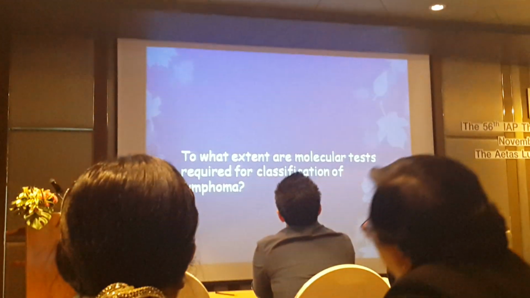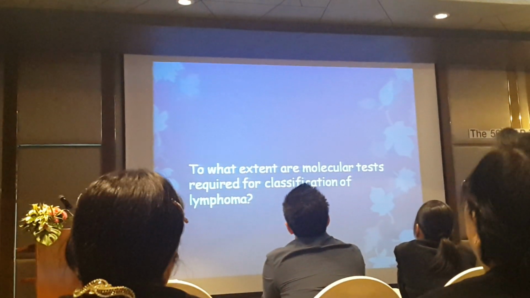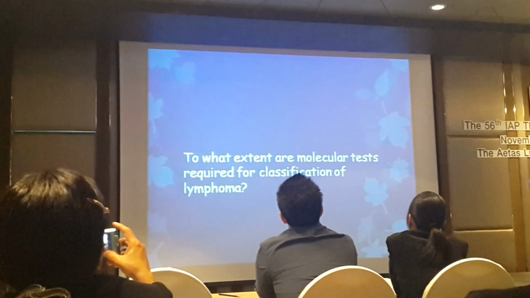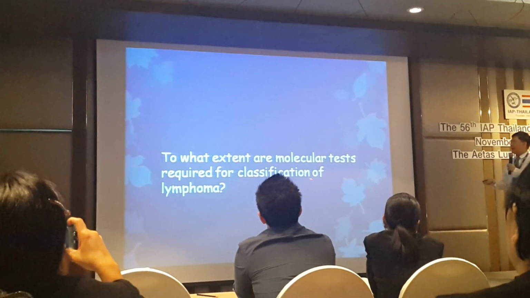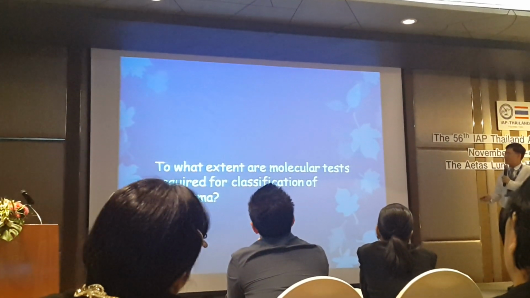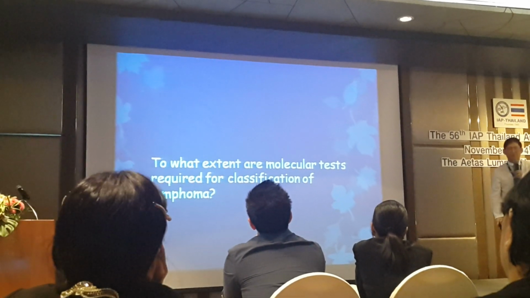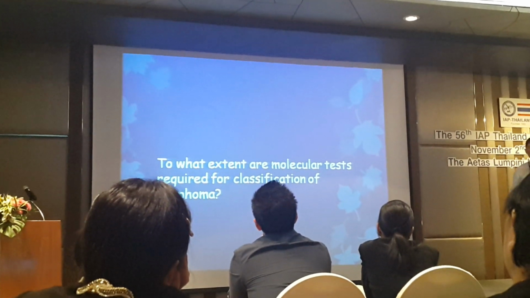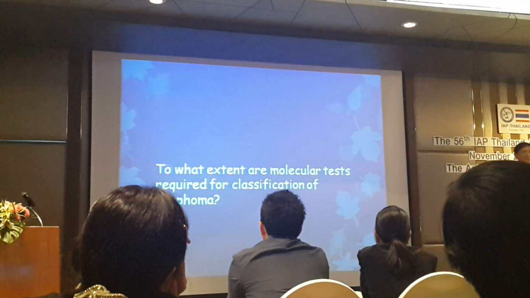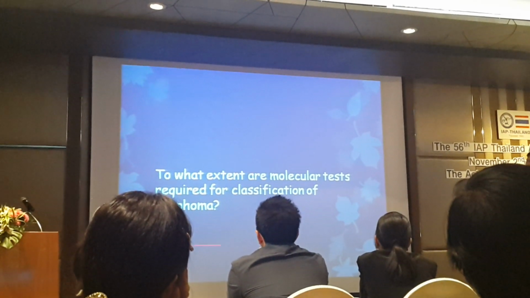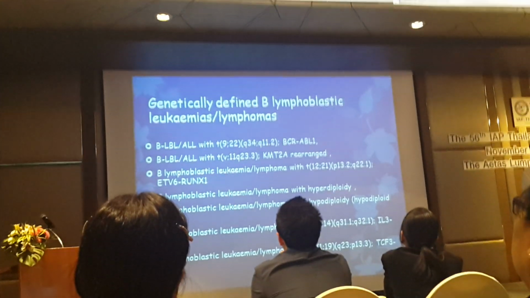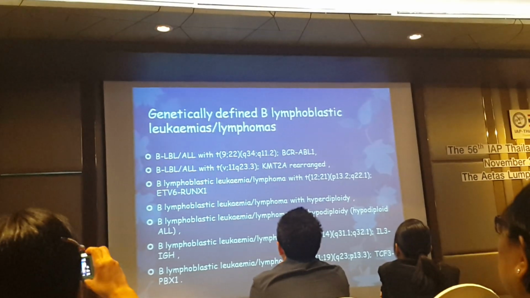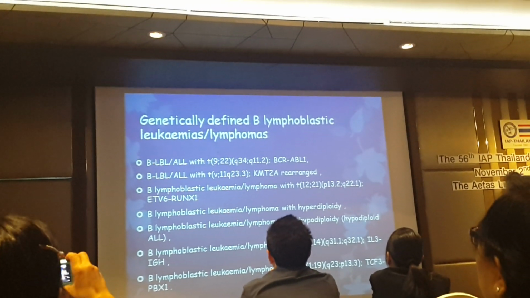So with that introduction to the various molecular techniques that may be of use in lymphoma diagnosis and classification, as well as giving you some ideas of how we have been using some of these techniques. To what extent are these molecular tests required for the classification of lymphoma? There's a difference between the classification of lymphoma and that of prediction of response to therapy and prognostication. So I'm going to focus on classification. Well, if you look at the leukemias, the answer is quite straightforward. You cannot classify any leukemias nowadays without some molecular techniques.